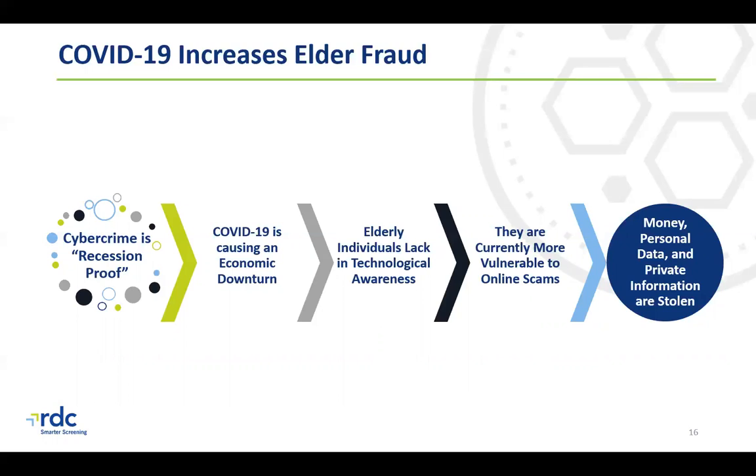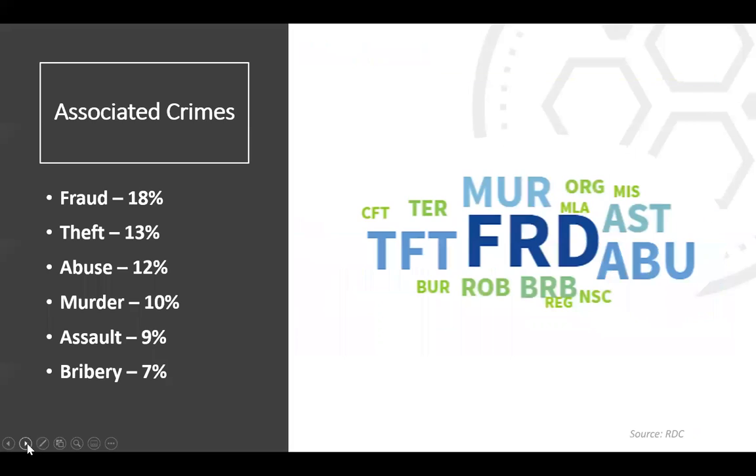Now I'm going to pass it over to my colleague Bonnie to discuss some of the other crimes associated with elder fraud. Thanks so much, Colleen. Following on to what you covered, fraud really can take many forms, and based on our adverse media and other publicly available information, these statistics were derived from RDC's database. They show the range of crimes that can intersect with fraud, including theft, abuse, murder, assault, and bribery, just to name a few, all of which may be perpetrated against the elderly in addition to financial fraud or be part of the same scheme.